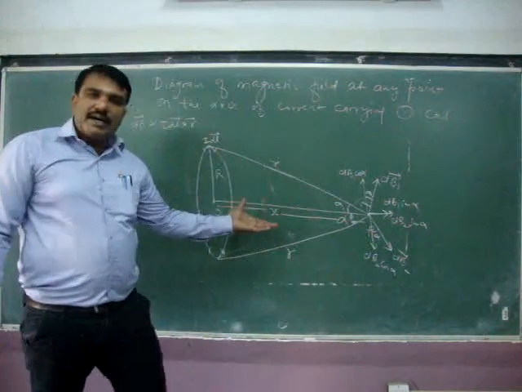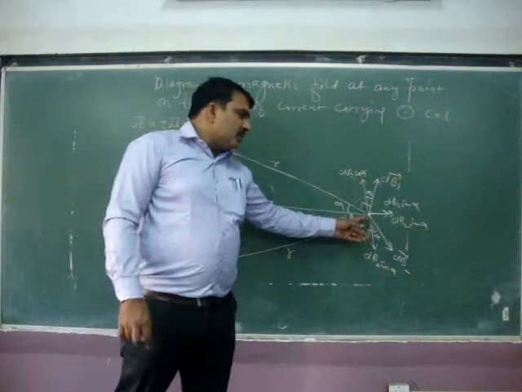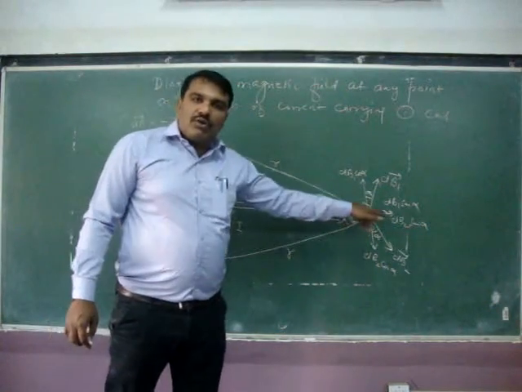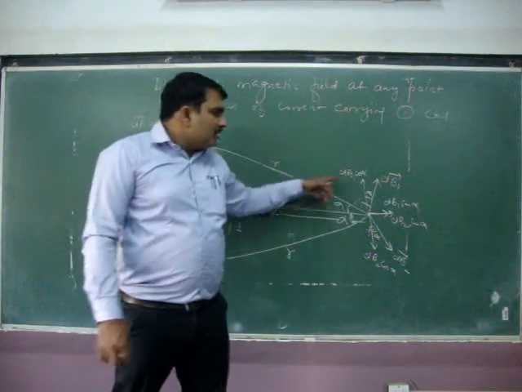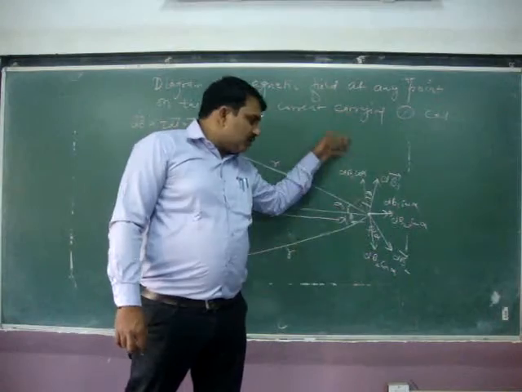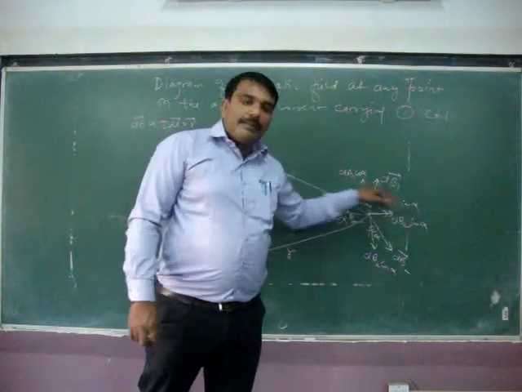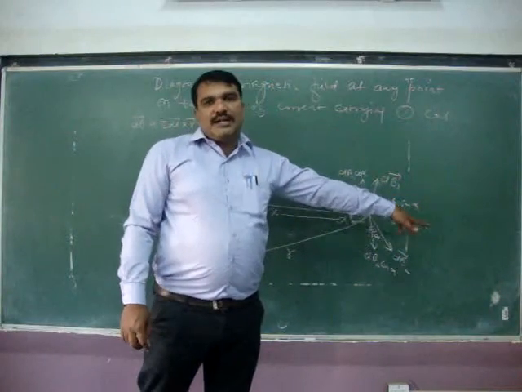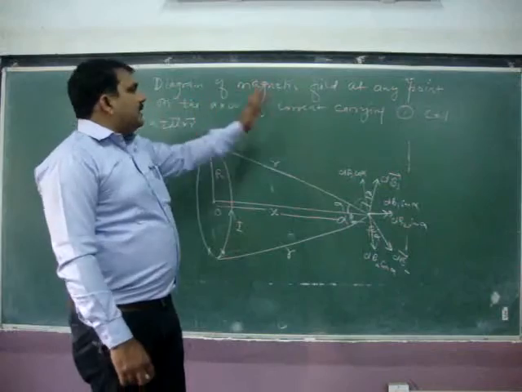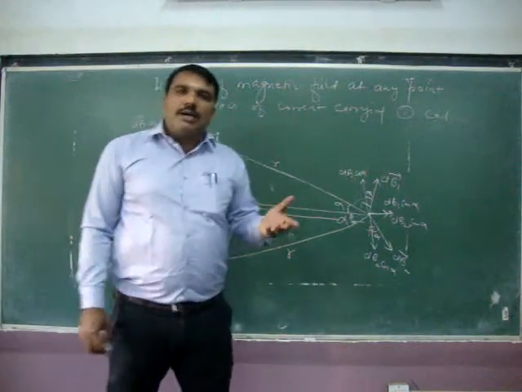Now your diagram is ready to find the magnetic field at any point P on the axis of current carrying circular coil, and from there you can see that cos alpha components being equal and opposite will cancel out, and sin alpha components will add up because they are in the same direction. Okay, so this is your diagram to find the magnetic field at any point on the axis of current carrying circular coil using Biot-Savart law.